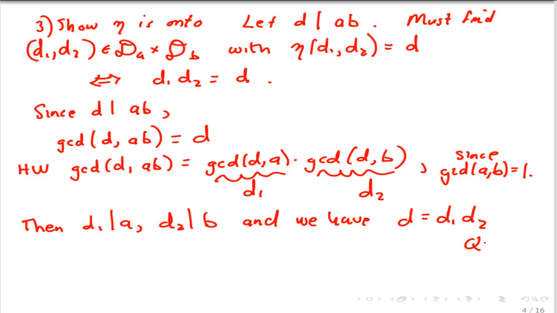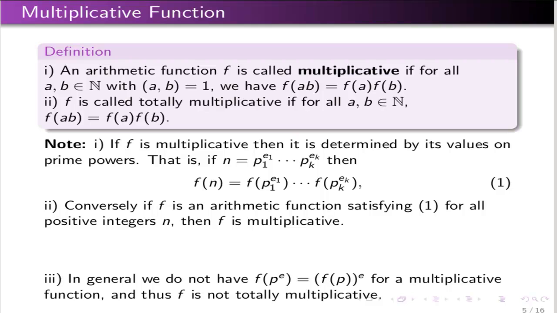QED. So not only have we shown that it's onto, but this part right here is telling us what the inverse mapping does. So if I want to get the inverse, starting with an element d on the right-hand side, the object we want to send it to would be d1, d2, just as we've defined it right here. Okay, this correspondence theorem will be very useful for constructing new types of multiplicative functions.